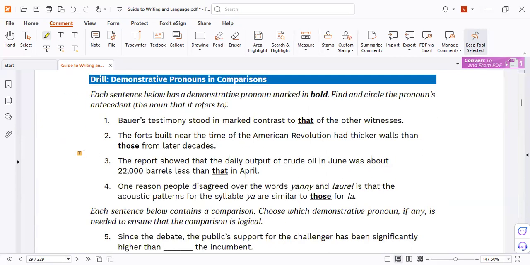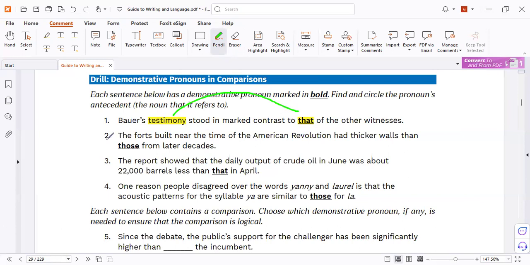Now it's my turn. What does that refer to? So let me check. Words, testimony, student marked contrast to the testimony of other witnesses. So we compare between testimony and the testimony of the other witnesses. So it refers to this one. See that? Yes.